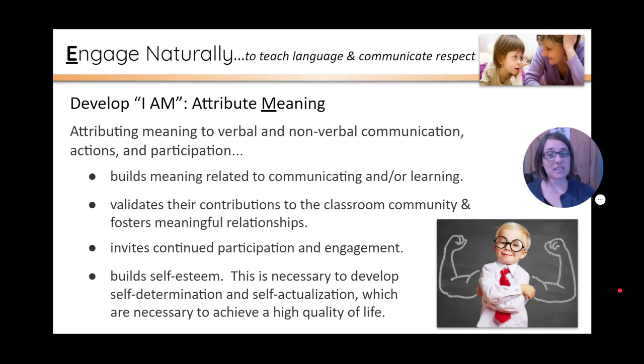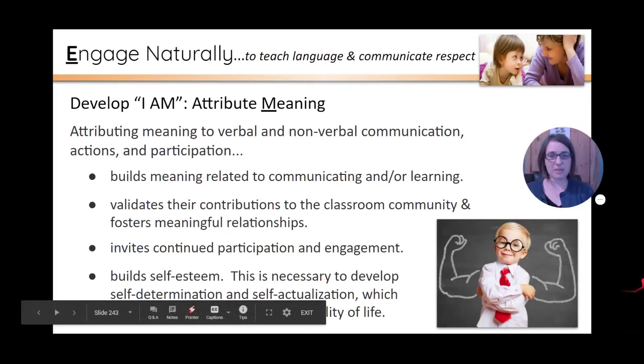We also build self-esteem, which is really necessary for self-determination and self-actualization. And these are important building blocks in achieving a high quality of life. So as we engage naturally and we use AAC to do it, we attribute meaning. We are building so much more than just a vocabulary, but we're really building that sense of self and that sense of belonging that we all need in order to achieve in our own worlds.